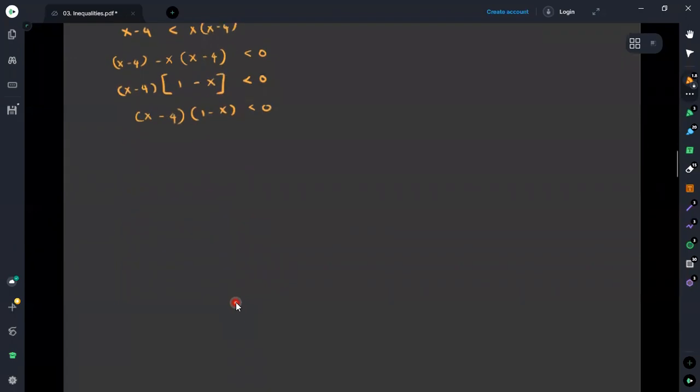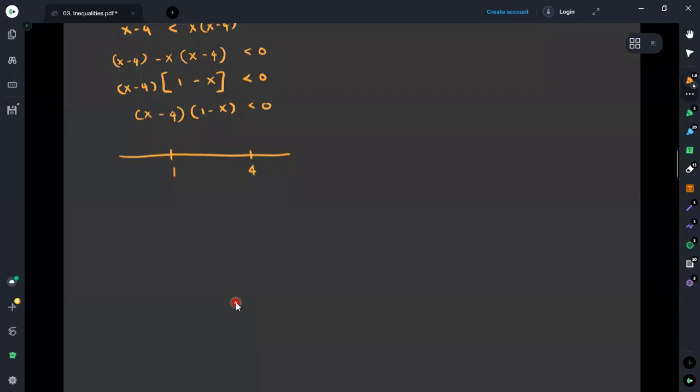Therefore, what we can do is write down the values of x by equating the factors to 0. Here we can see one possible value of x: 1 minus x equals 0, then we will get x equals 1, and x minus 4 equals 0, we get x equals 4. But even though we have identified x equals 1 and x equals 4, 1 and 4 will not help for us in this inequality.